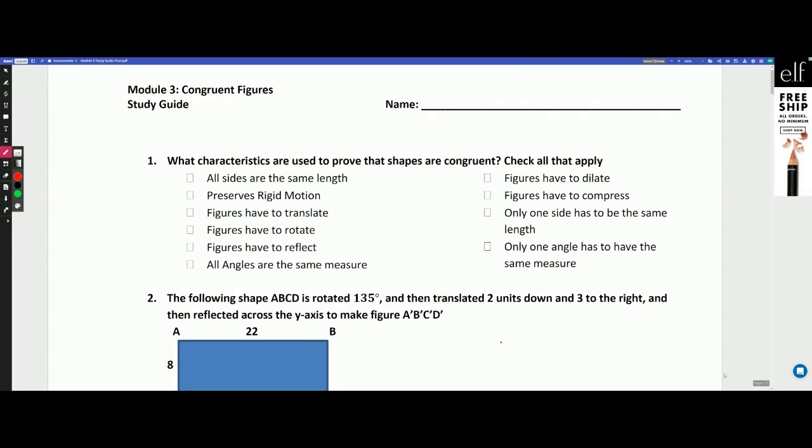Hi guys, so this is from Mod 3 Congruent Figures. Number 1, what characteristics are used to prove that shapes are congruent?